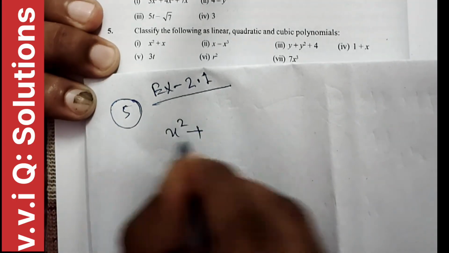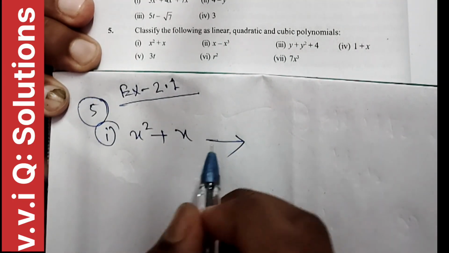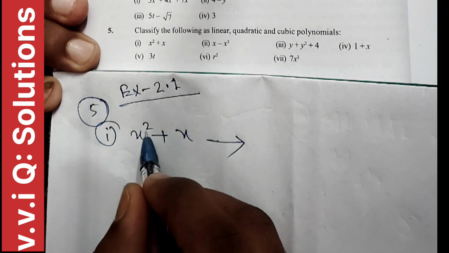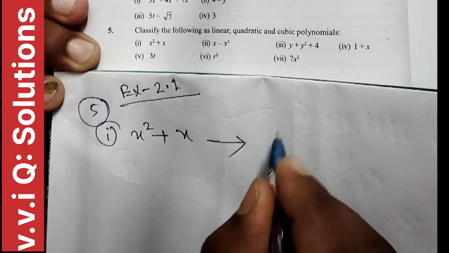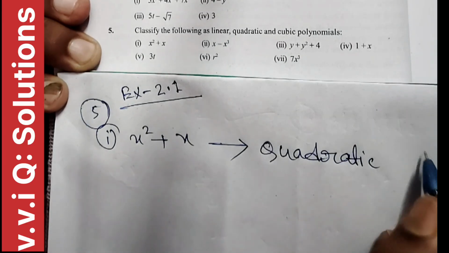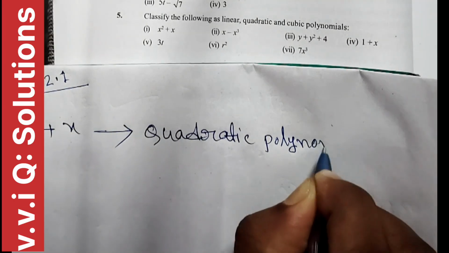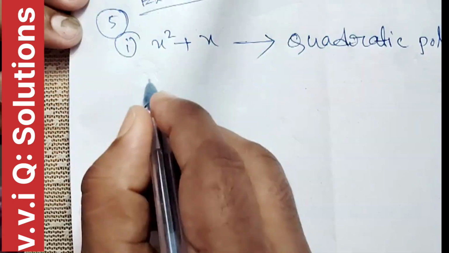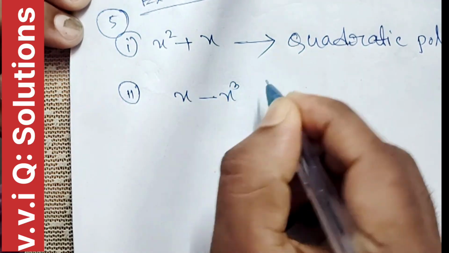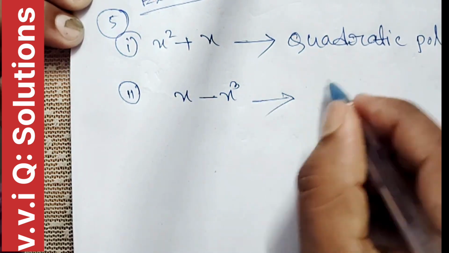So x square, the first question, x square plus x. So is it linear, quadratic or cubic? You see the variable power. The variable power is x square, so power is 2. So this one is a quadratic polynomial. The second question is x minus x cube. Now you see the variable's highest power is 3. So that's why this one is a cubic polynomial.